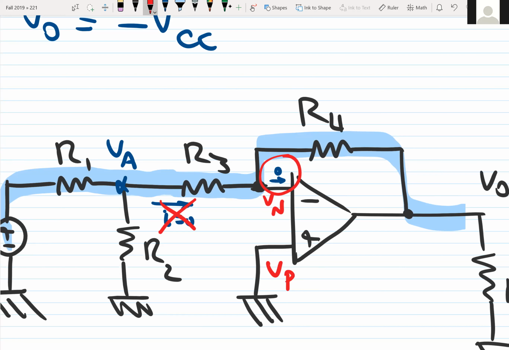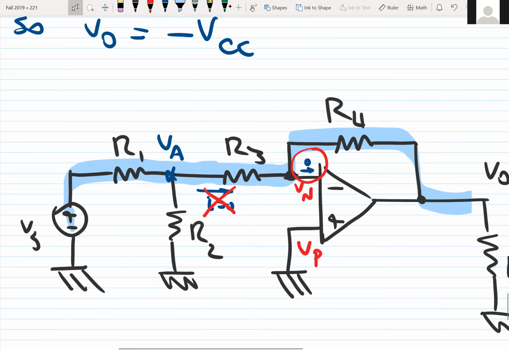But this current is not equal to 0. So what's the conclusion? We cannot find the voltage of A by voltage division. We cannot, because there is a current here which we don't know the value. So how can we find VA?